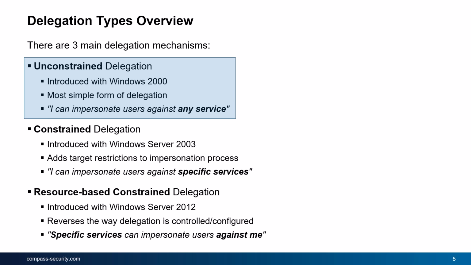And lastly, with Windows Server 2012, there was the introduction of resource-based constrained delegation, or RBCD for short, which essentially just reverses the way delegation is controlled or configured. So instead of a service being allowed to delegate to a certain set of backend systems, the backend system specifies which services are allowed to delegate against it. The mechanism underneath is essentially the same, but the way the configuration is applied is reversed and centered on the resource. That's why it's called resource-based constrained delegation.